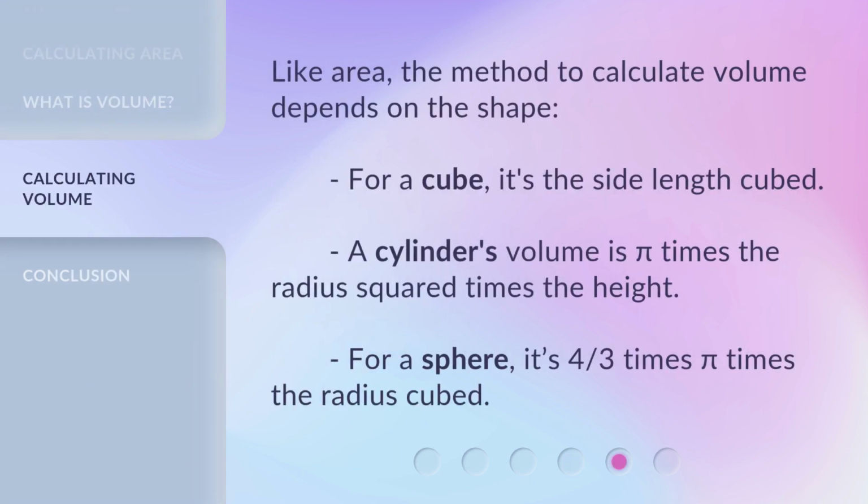Like area, the method to calculate volume depends on the shape. For a cube, it's the side length cubed. A cylinder's volume is pi times the radius squared times the height. For a sphere, it's 4/3 times pi times the radius cubed.